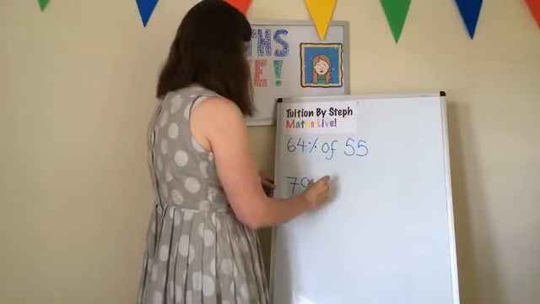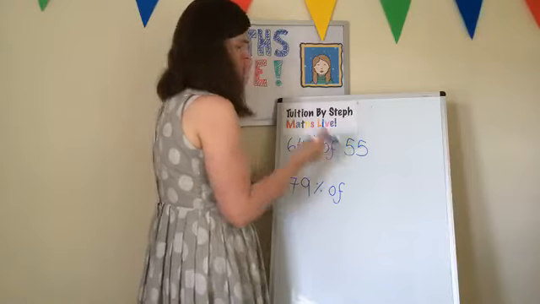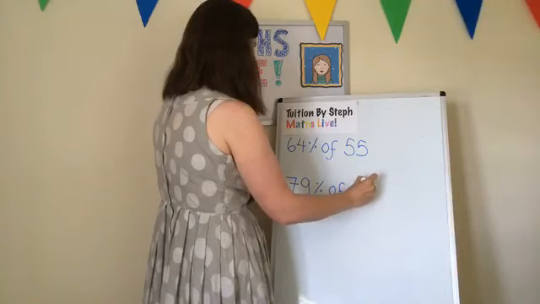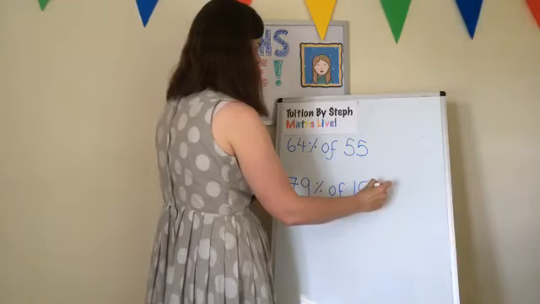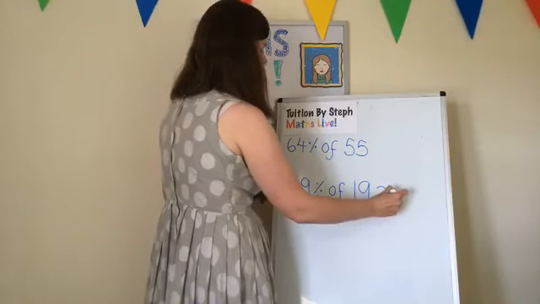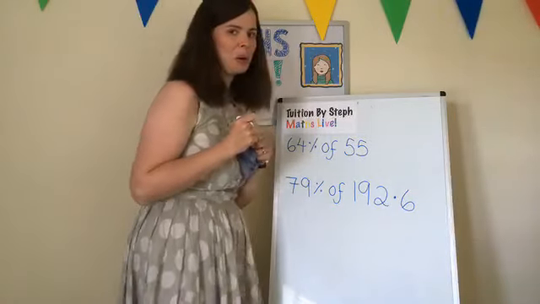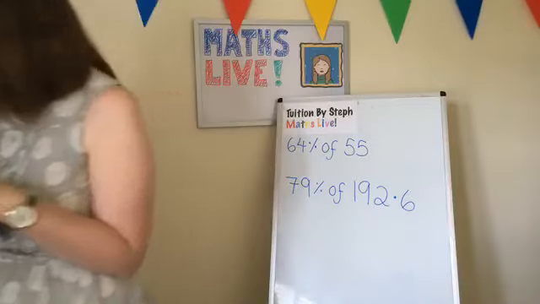And then number 2 is 79% of, I'm going to do a bigger number this time. Ooh, 1,902.6. There's already a decimal place in that one. Give it a go.